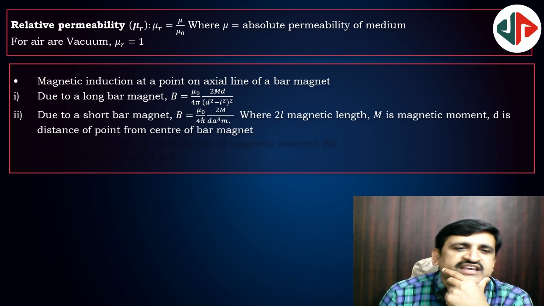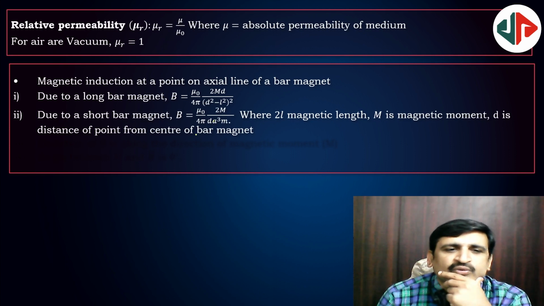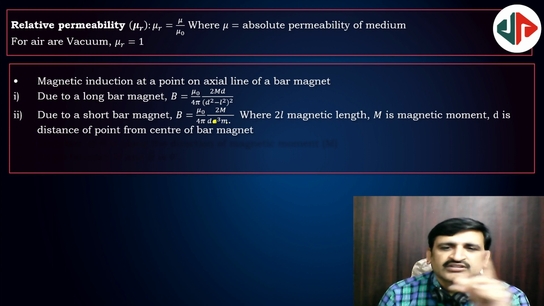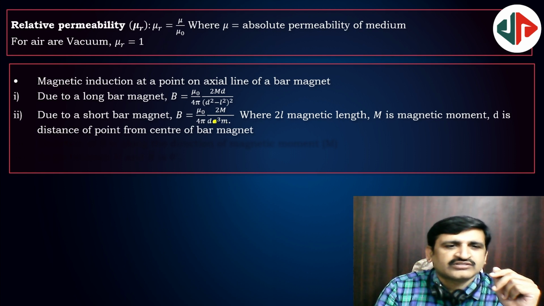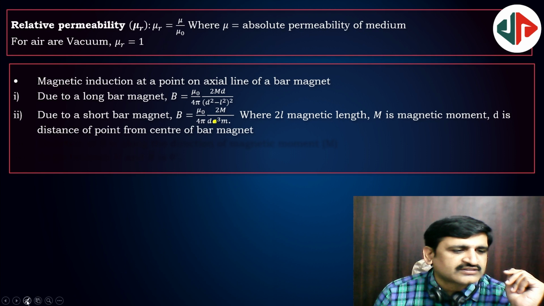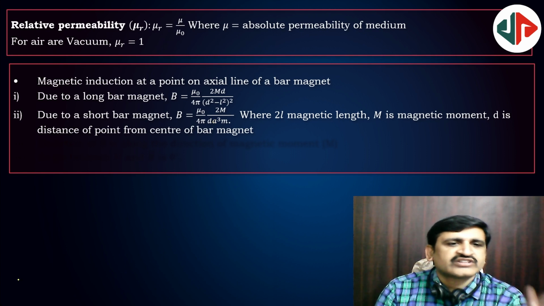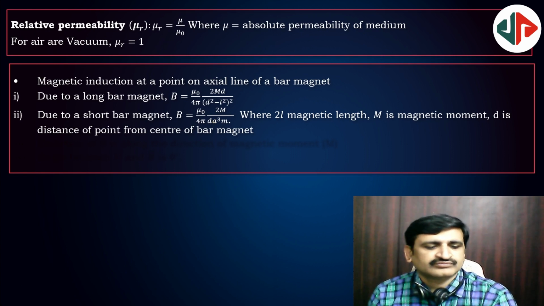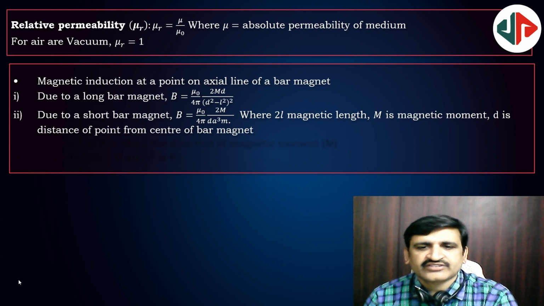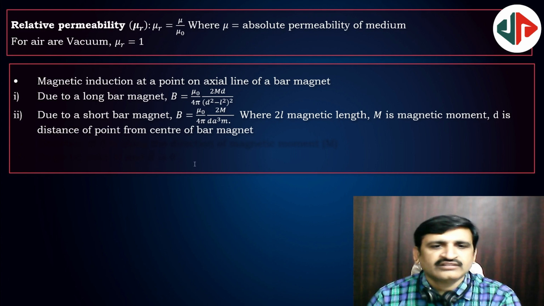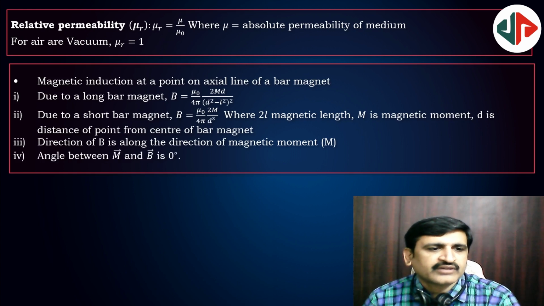What is this A? There is 2m by d cube. Yes, there is no A here. And what is this M? Let me correct it here only so that it will be good. Otherwise, very clumsy. For a short bar magnet, just a small correction. Let me make it here. Yes, 2m by d cube. Correct.